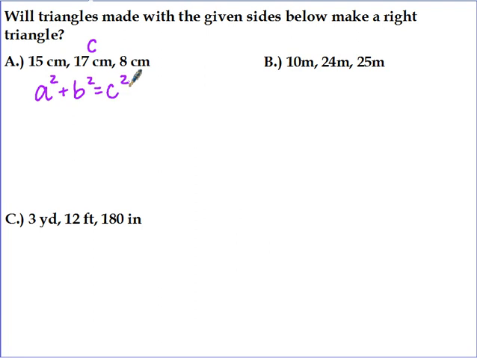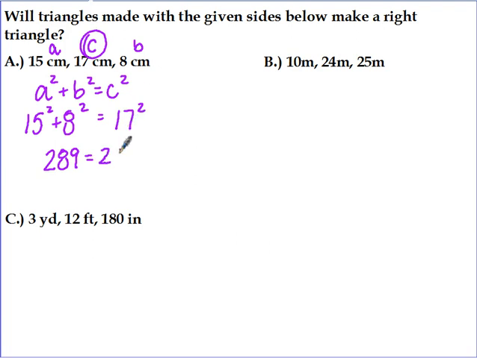So 17 has to be C, and it doesn't matter which one you make A and which one you make B. So I'll just make 15 A and 8 B. You could have switched them if you wanted, but C, that's the important one. Okay, so now I'm just going to plug this into the calculator. If I plug in 15 squared plus 8 squared, I get 289. And if I plug in 17 squared, I also get 289. Since they're the same number, they're equal, yes, this will be a right triangle. There will be a 90-degree angle.